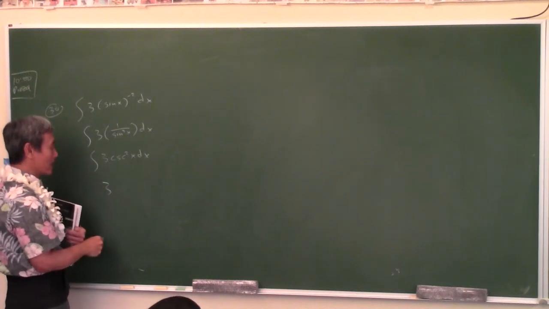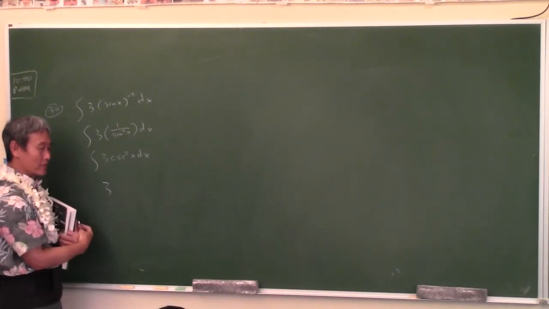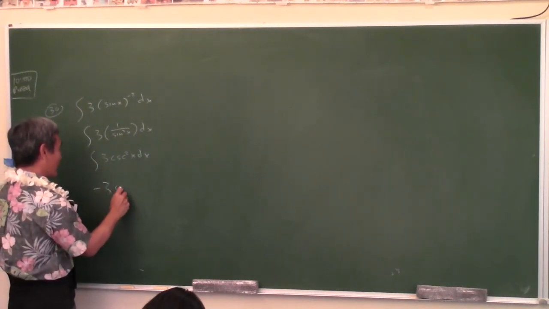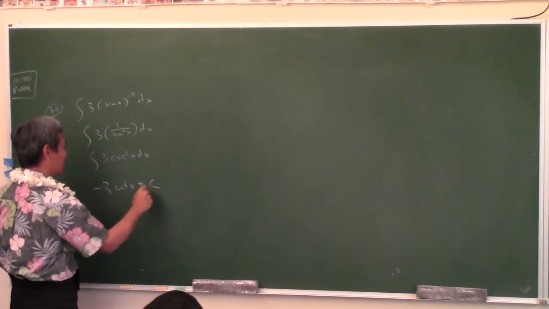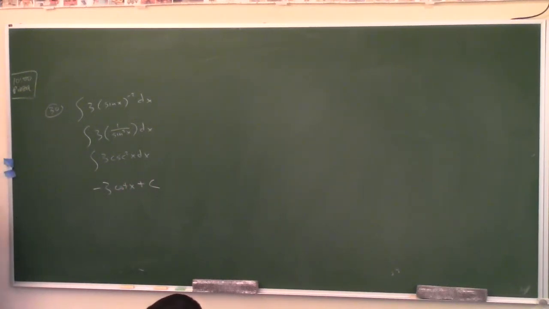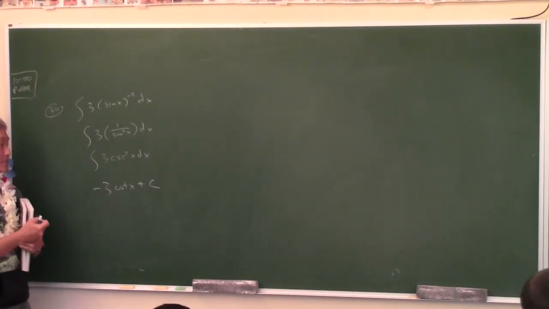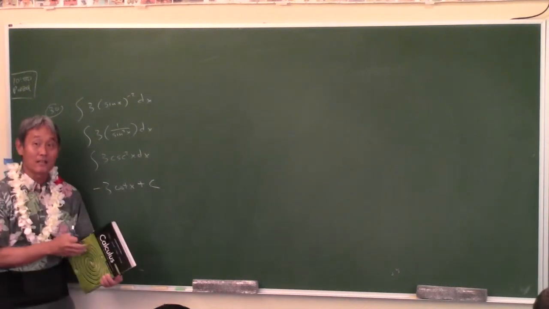Throw the constant on the side. What's the antiderivative of cosecant squared? Negative cotangent x plus c. So there is no U-substitution for this problem. It's on the list, that's why. You only make a U-substitution if it's not on the list. In fact, there was another problem just like this on last night's homework.